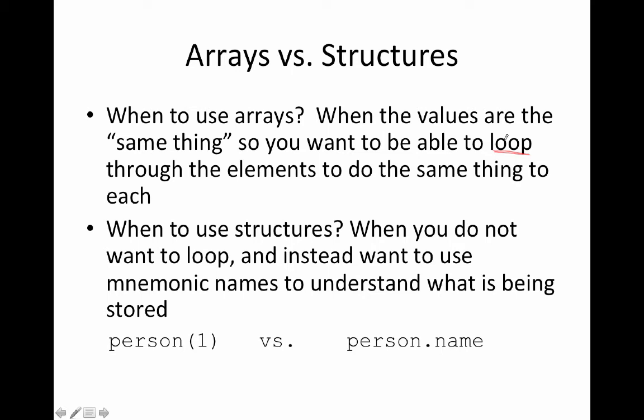When do you use structures? When you don't need to loop, and instead you want to use mnemonic names so that you can understand what is being stored. So for example, if you have information about a person, what is stored in person sub 1? What is stored in person.name? Well, person.name is a lot easier to understand that you're storing the person's name. If it was in an array and it was in the first element of the array, person sub 1 is just not as easy to understand.